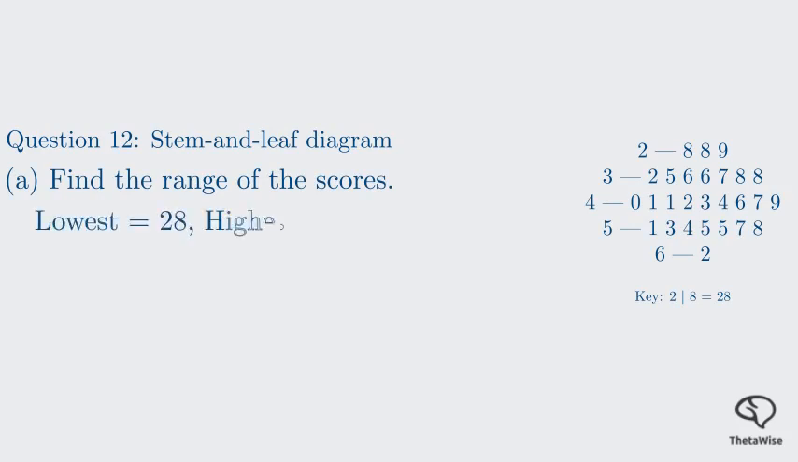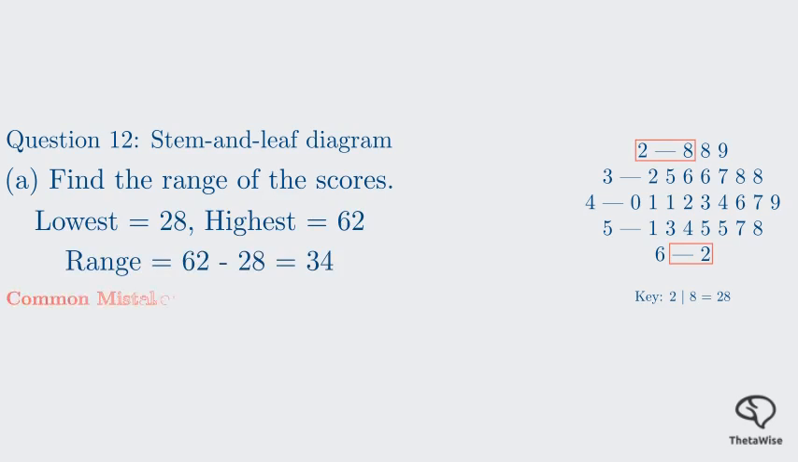Looking at the diagram, the lowest value is in the first row, 28. The highest value is in the last row, 62. Subtracting these gives us a range of 62 minus 28, which equals 34. A common mistake is just subtracting the leaves, like 2 minus 8. Always combine the stem and the leaf to get the actual number first.